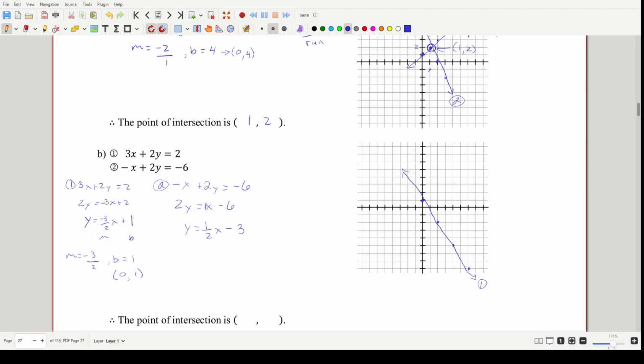So we have our m and we have our b. In this case, our m is going to be equal to 1/2, and our b is equal to -3. So this means we have a y-intercept of (0, -3). So let's go graph it. So 0, 1, 2, 3, down to -3.